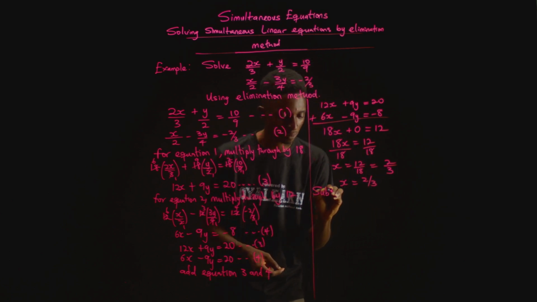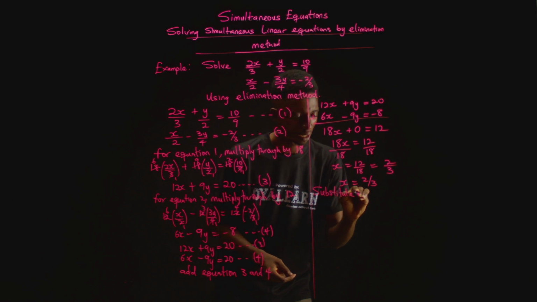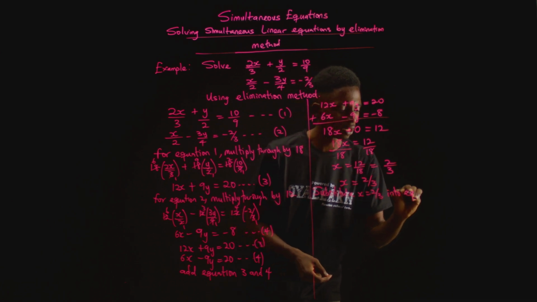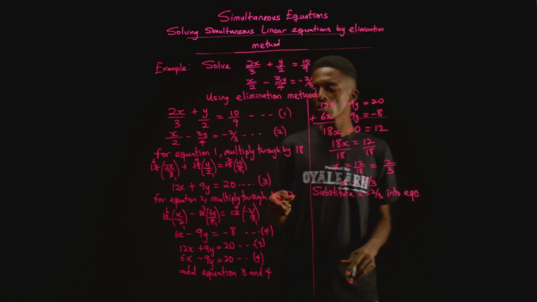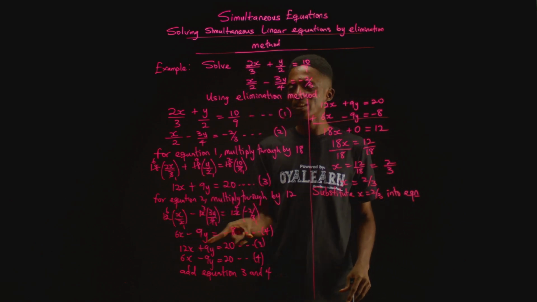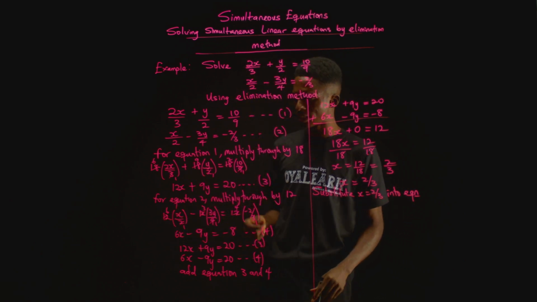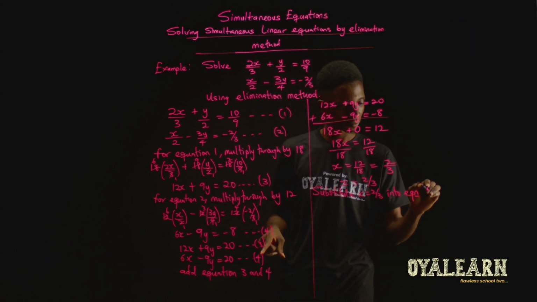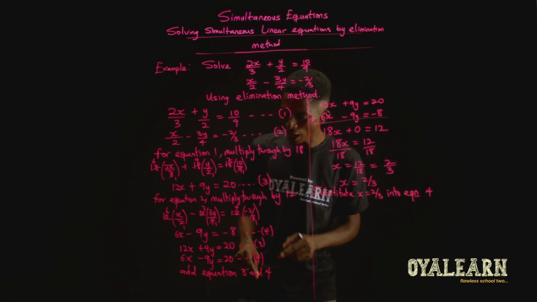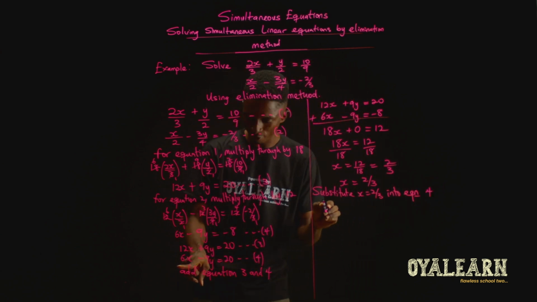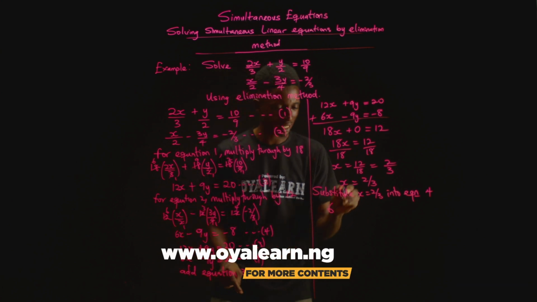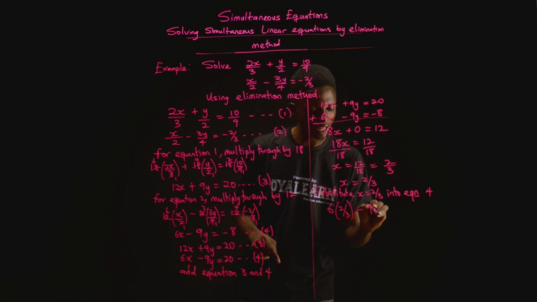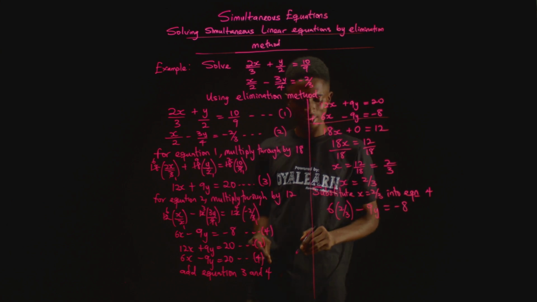Now we substitute x equals 2 over 3 into equation. Now when you want to substitute, you can substitute into the ones that you have linearized so that you don't have problems dealing with fractions. So let me substitute into equation 4. Therefore, in equation 4, we will then have 6 into x, and our x is 2 over 3, minus 9y equals minus 8.